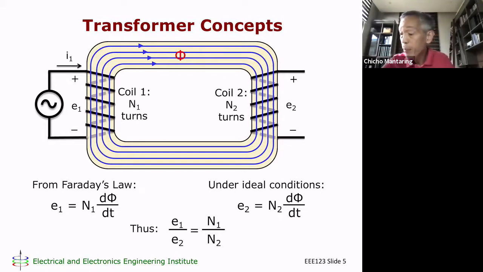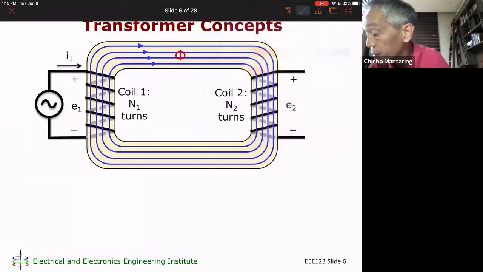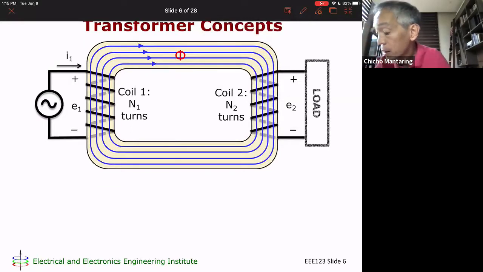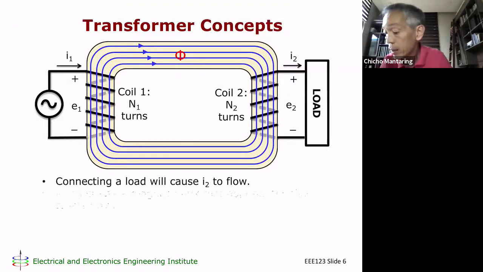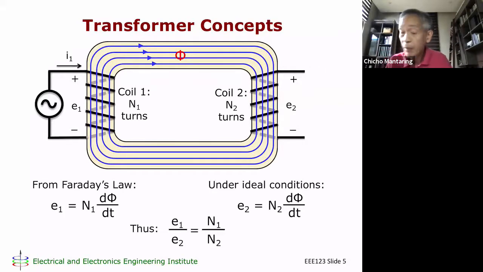Sometimes we denote this by the letter a, where a is what we call our turns ratio. The turns ratio is the ratio of N1 to N2, yun yung a.